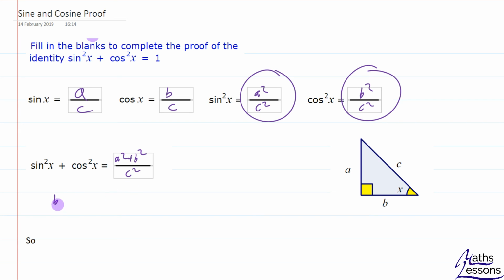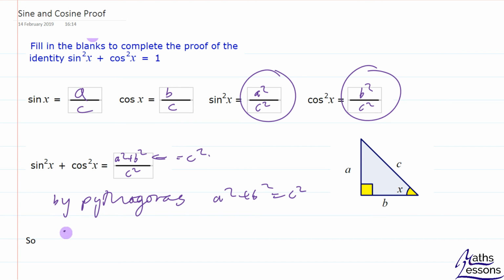But by Pythagoras, A squared plus B squared equals C squared. So the top is just equal to C squared. So therefore, sine squared plus cos squared will equal C squared over C squared, which is just equal to 1.